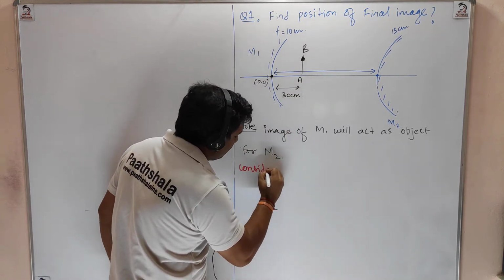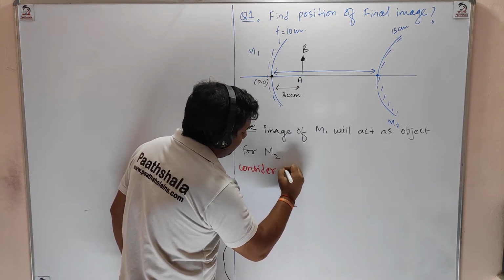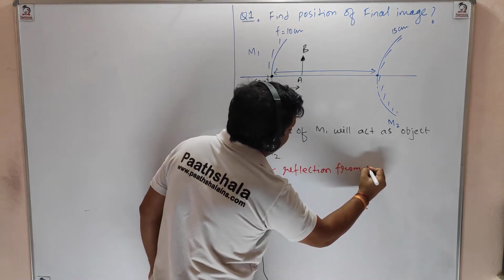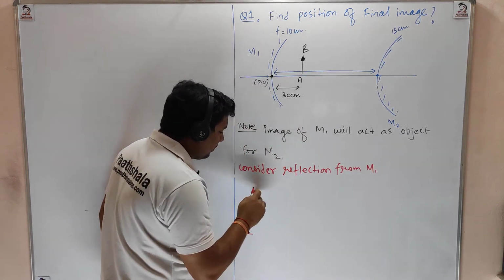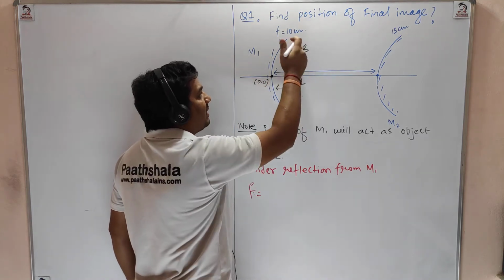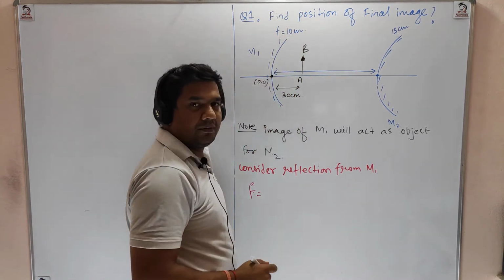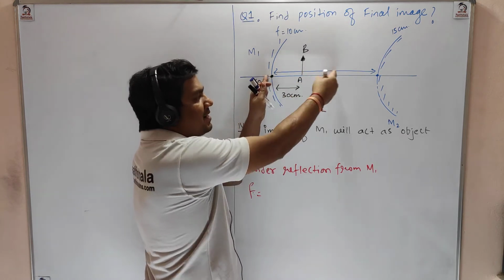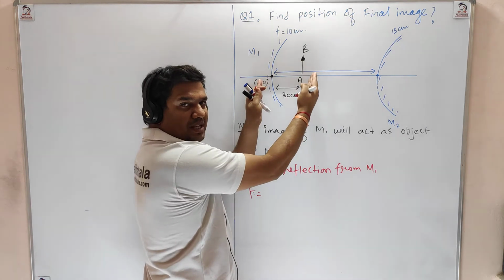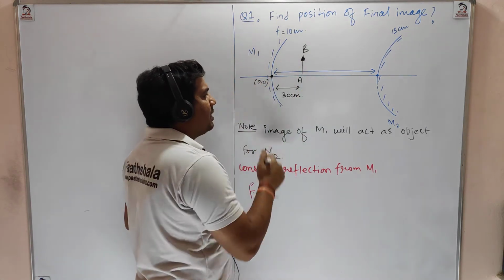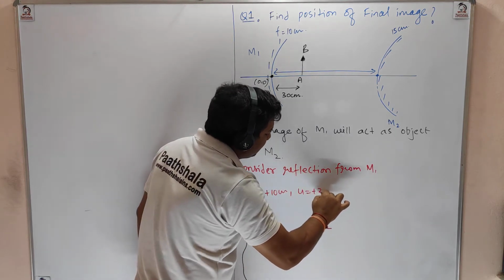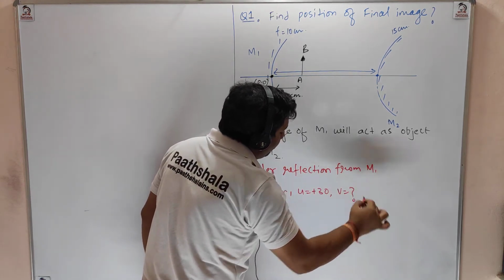Consider reflection from M1. The focus of this concave mirror lies on the right hand side, so the focal length will be positive. Because the center of curvature of M1 is on this side, the focus is also on this side, and everything on the right hand side of the pole is positive. So the focal length is plus 10 centimeter. Object distance is plus 30 centimeter. Image distance we don't know.